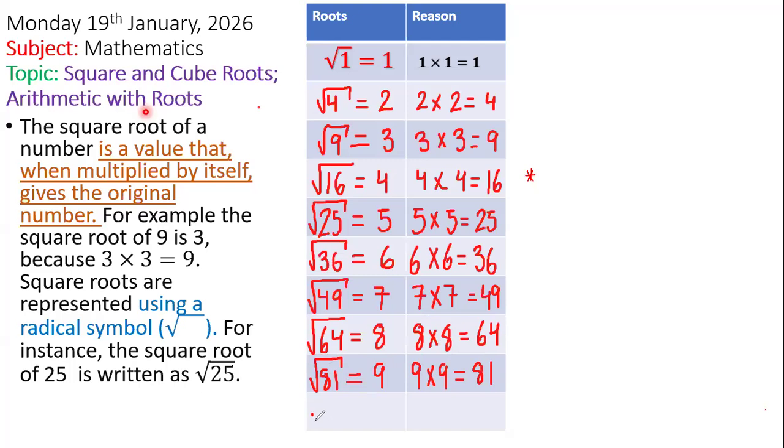Then we have the square root of 100. What's the square root of 100? 10. Very good. What's the reason? 10 times 10 is 100. Very good. All right, so we reached 100.